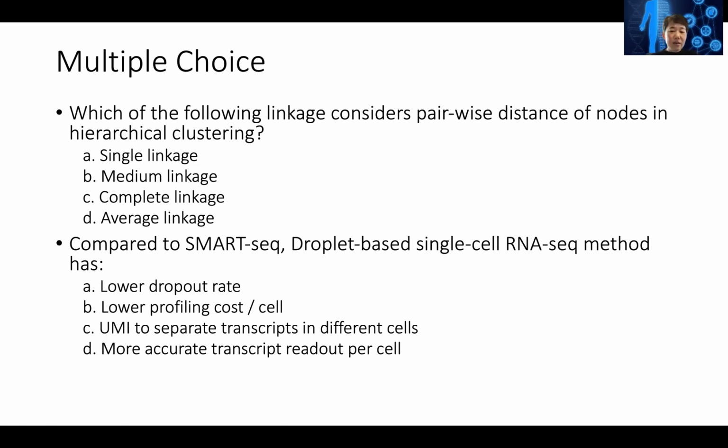And the droplet-based approach for RNA-seq does use UMI to separate the transcripts in different cells. But SMART-seq has lower dropout, so in terms of per cell, the transcript expression level is more accurate in SMART-seq. Okay, so droplet is B and C, and SMART-seq is A and D.